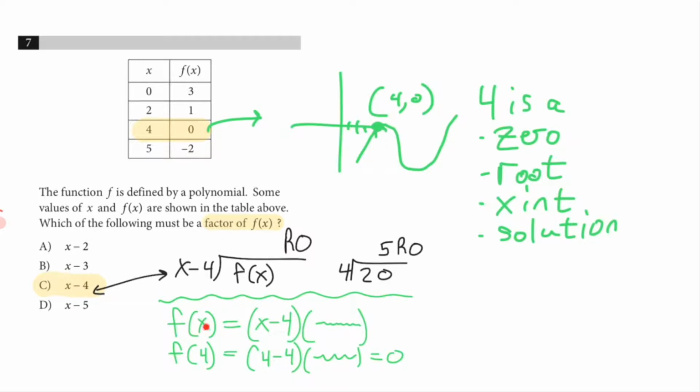that means f of x could be written as x minus 4 times some other larger polynomial. And so when you plug in 4, you should get 0 out. So if the input is 4, then the output is 0.